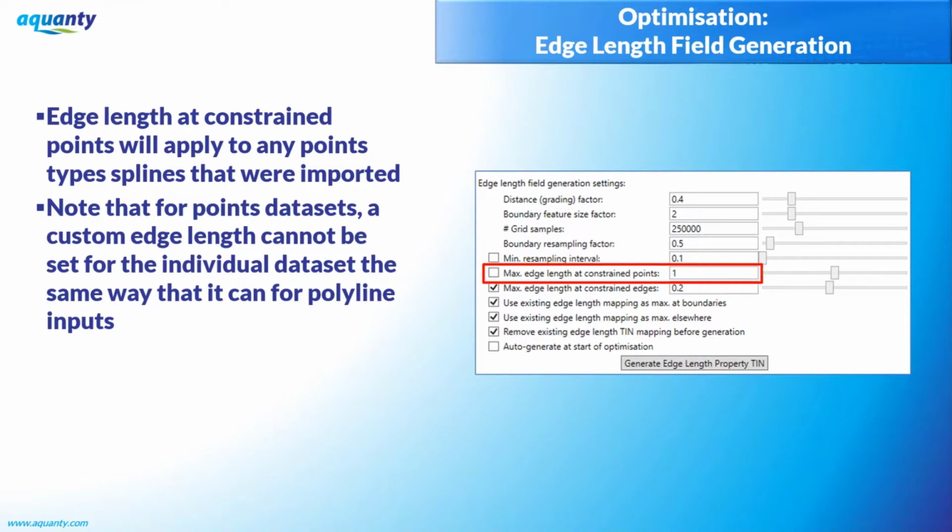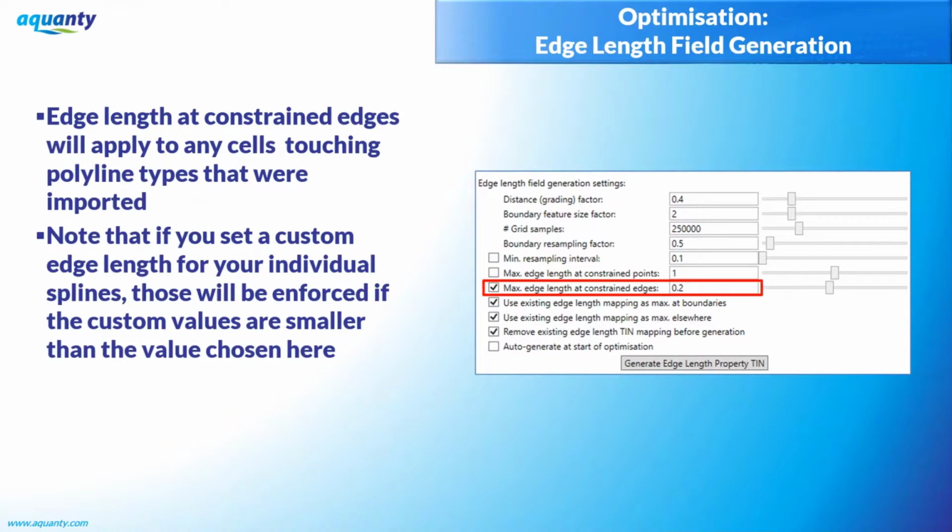So if you have a more complicated situation where you have multiple points data sets and want different edge length controls around each of them, then I would recommend using property polygons to set different edge lengths in buffer zones around your wells instead.